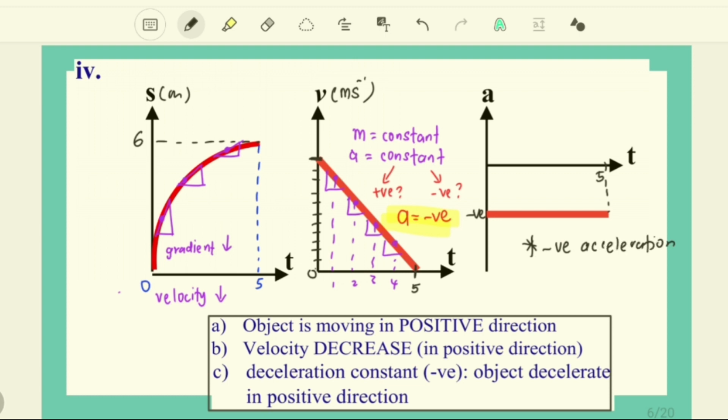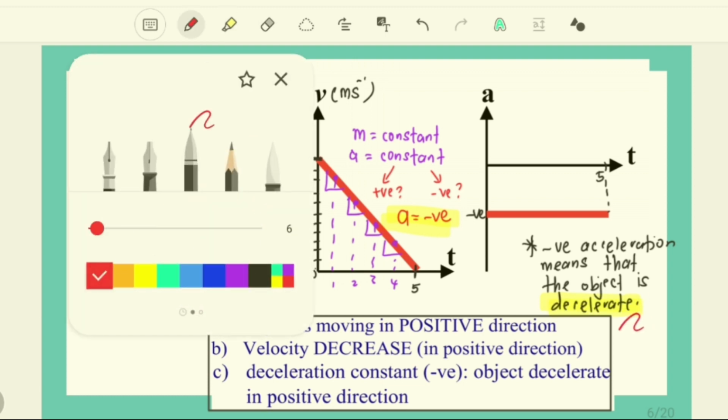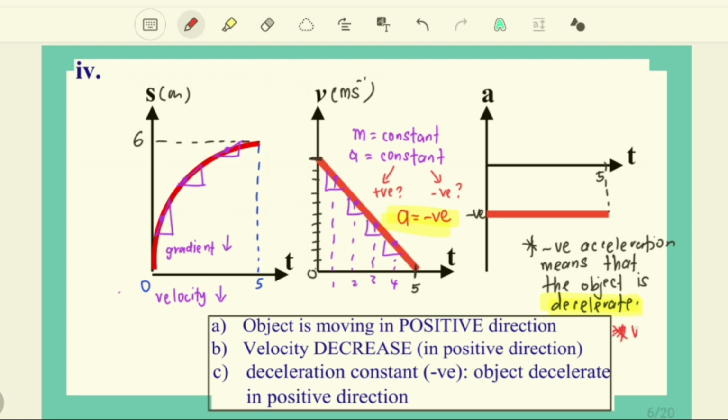Means that the object is, okay, the object is decelerate. Betul lah dia decelerate tadi kan? Kenapa? Because the velocity is decreasing. Okay, remember? Velocity tadi kita kira, velocity is decreasing. Okay?